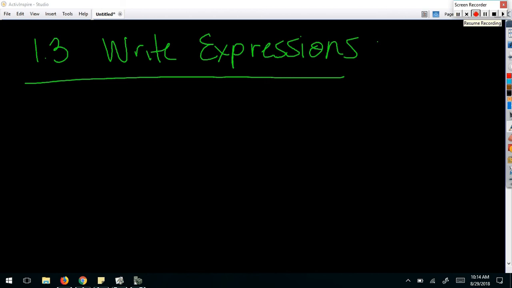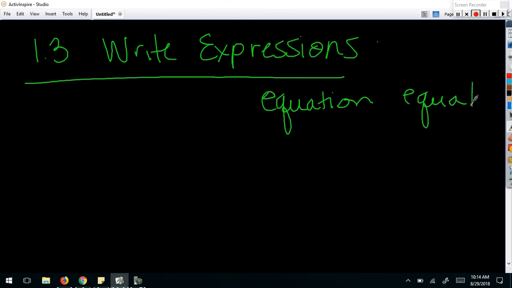Yeah, they're both. Equation is EQUA and equal is EQUA. Equation, equal sign.